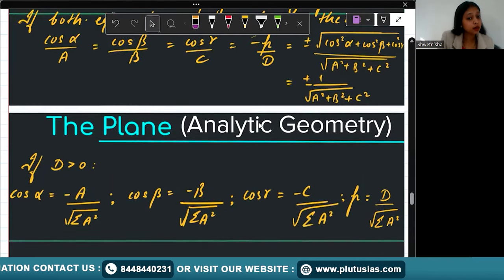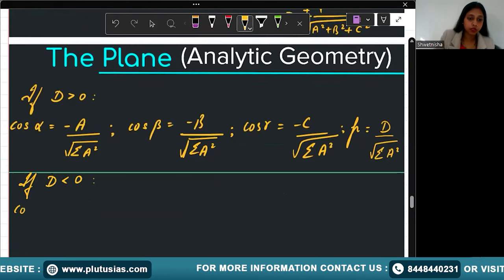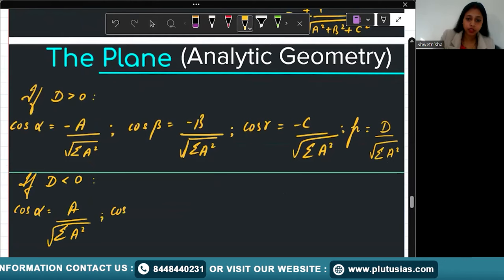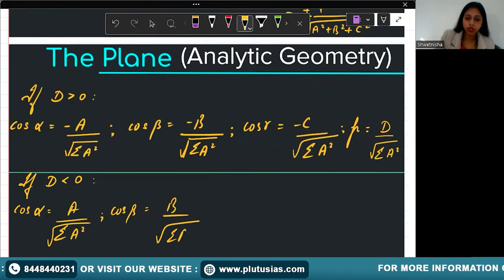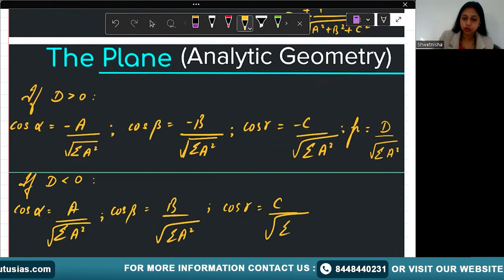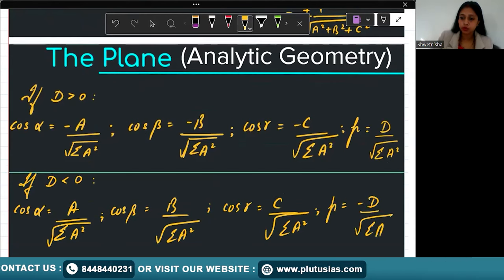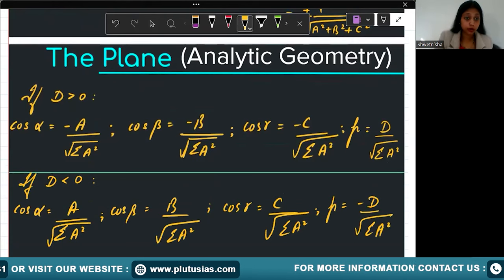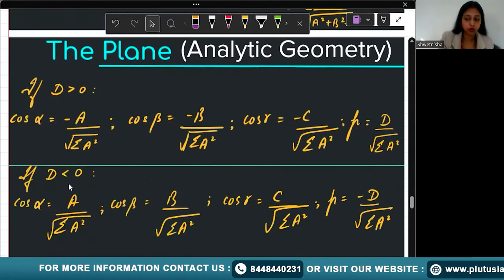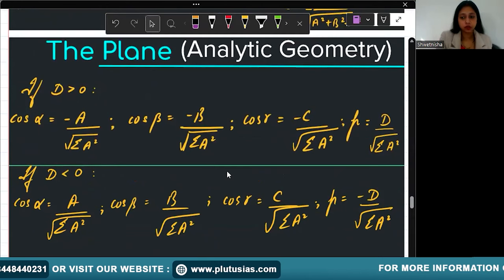And if d is negative, then we have to choose the positive signs. Cos alpha will be a divided by the square root of the summation of a squared, cos beta is equal to b divided by the root of the summation of a squared, and cos gamma is equal to c divided by the root of the summation of a squared. And p is equal to minus d divided by the root of the summation of a squared. The reason being, we had a minus here, minus p by d, but d being negative, that value of p is also positive. So that's how you can convert the general equation to the normal equation.